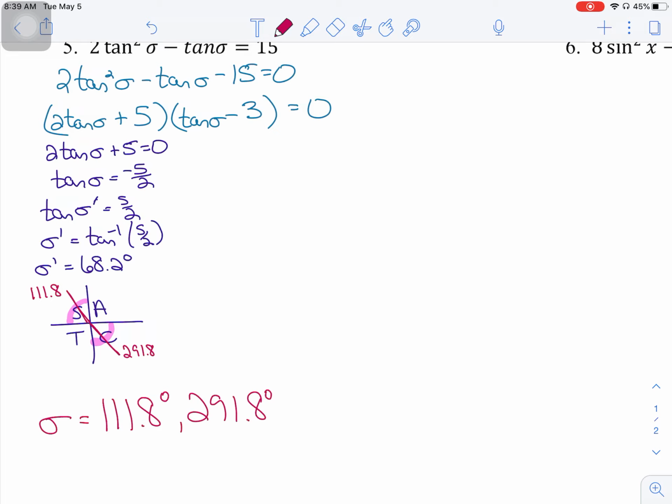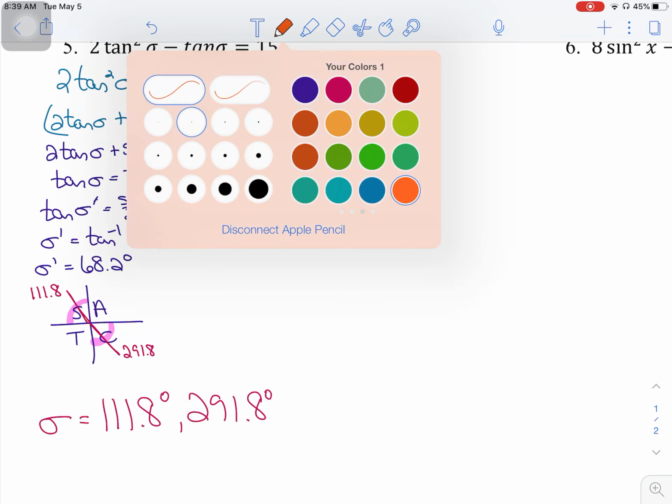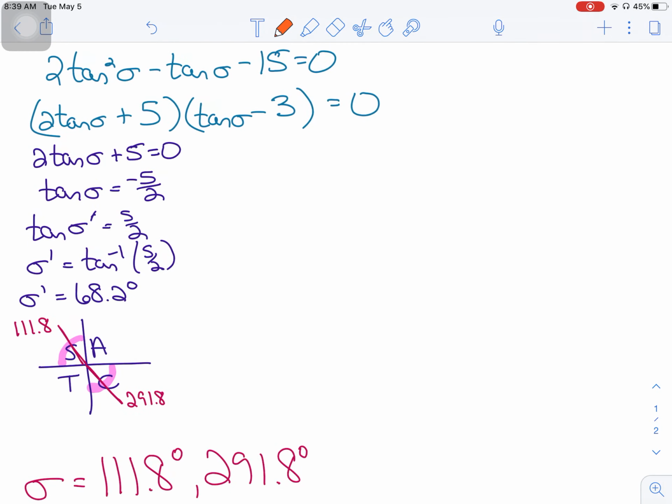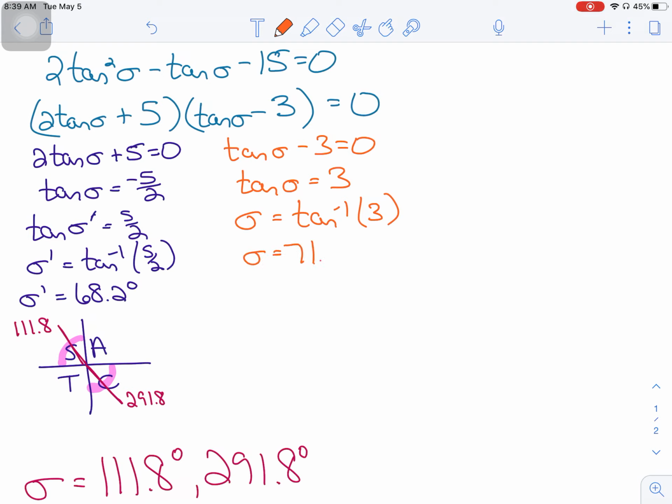Now I want to get into the second half. We'll go orange. So let's see. So tangent of sigma minus 3 equals 0. So tangent of sigma is equal to 3. So sigma would be equal to the inverse tangent of 3. Grab calculator. All right, so sigma is equal to 71.6 degrees.